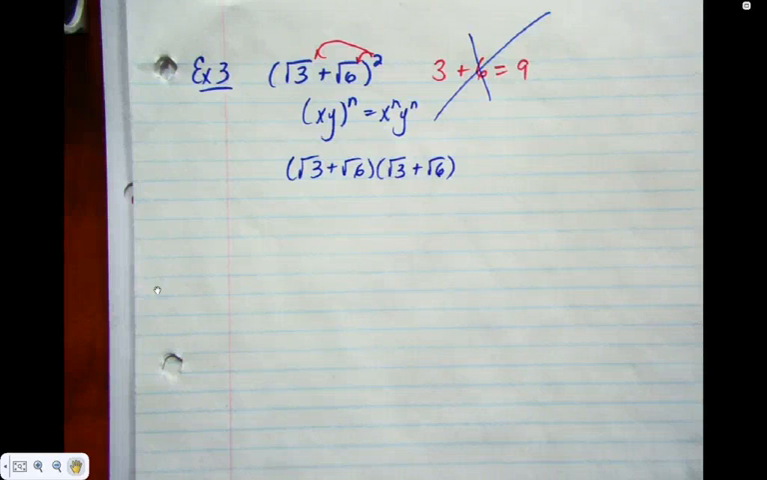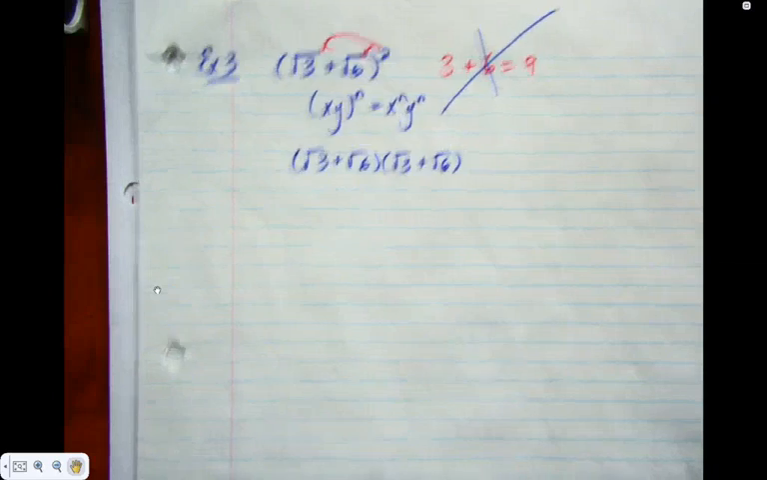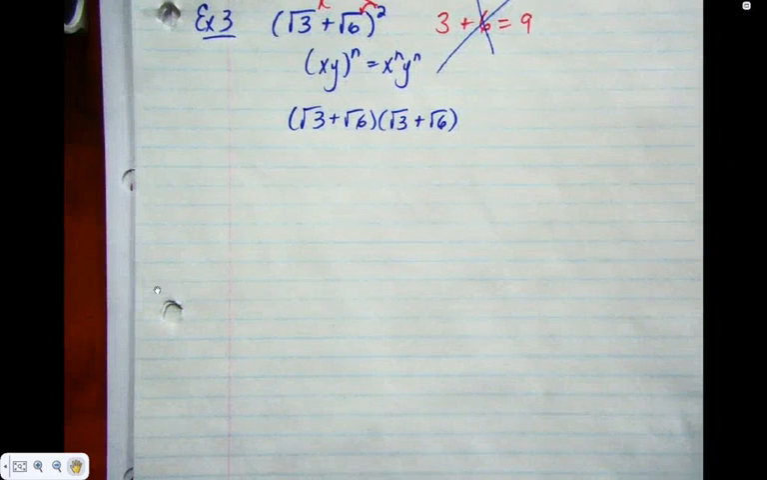Once you write it out twice, it's a little bit easier for your brain to see this is either FOIL or tic-tac-toe or double distribution. Pick the method of your choice. You can do any method you want. Pick whichever one you want. Do this question for me.